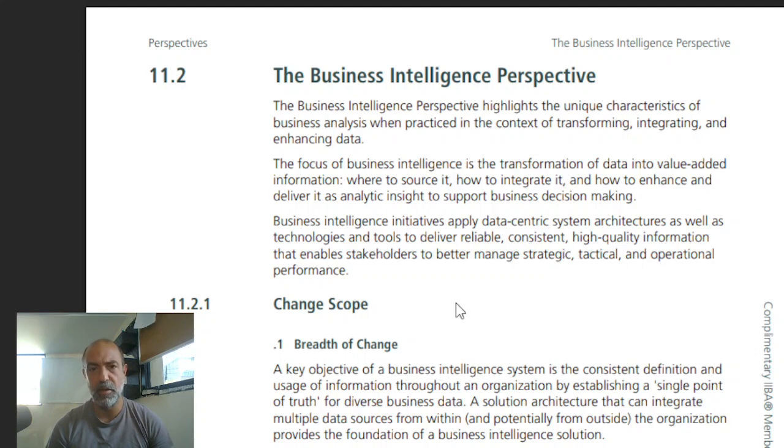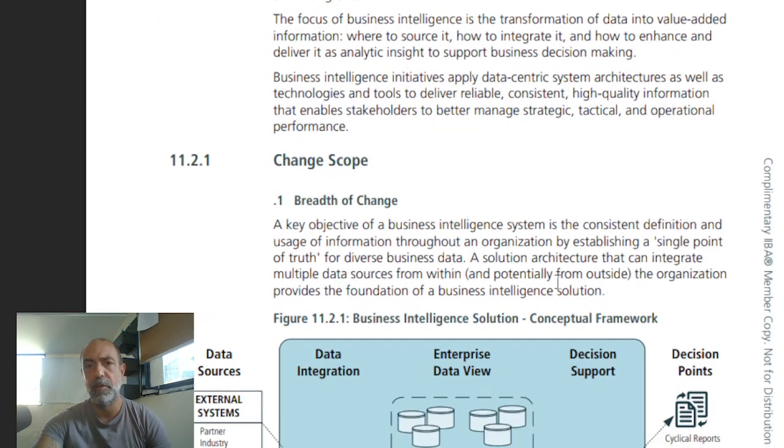Of course, business intelligence initiatives apply data-centric system architectures as well as technologies and tools to deliver reliable, consistent, high-quality information that enables stakeholders to better manage strategic, tactical, and operational performance.